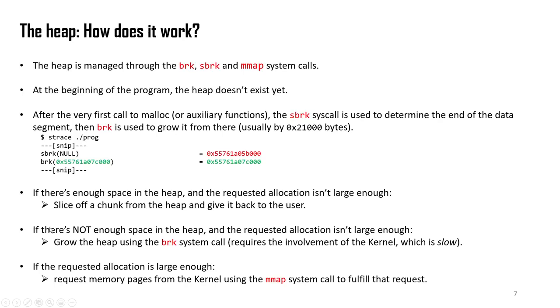If there's enough space in the heap and the requested allocation isn't too large, the dynamic allocator will slice off a chunk from the heap and give its address back to the user. If there's not enough space in the heap and the requested allocation isn't too large, the BRK system call is used in order to grow the size of the heap before slicing off a chunk to the user. And issuing a system call requires the involvement of the kernel, which is slow. Finally, if the requested allocation is too large, the dynamic allocator, in order to prevent fragmentation, will request some memory pages from the kernel specifically for that allocation using the mmap system call.